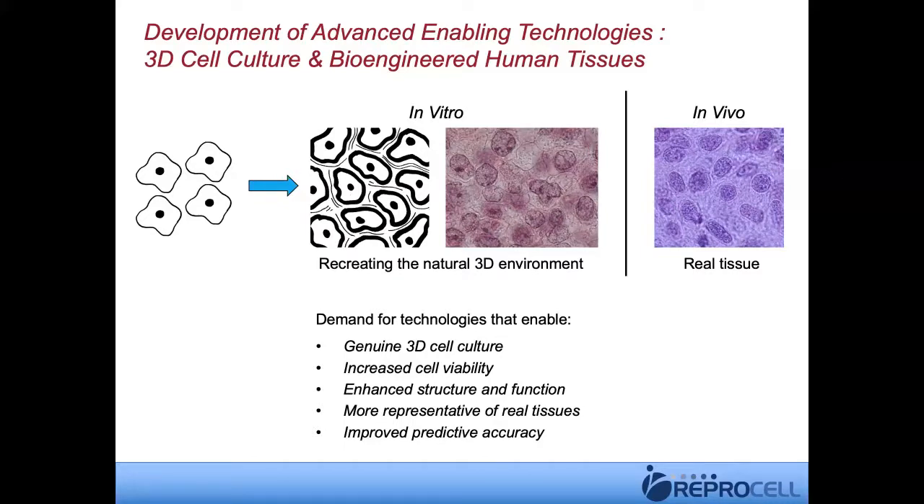So the point of 3D cell culture is to recreate a more natural environment for three-dimensional growth, to enable us to get closer to a real tissue situation. As a consequence, we can enhance structure and function of the cells and create more representative models, which hopefully will produce improved data with greater predictive accuracy.